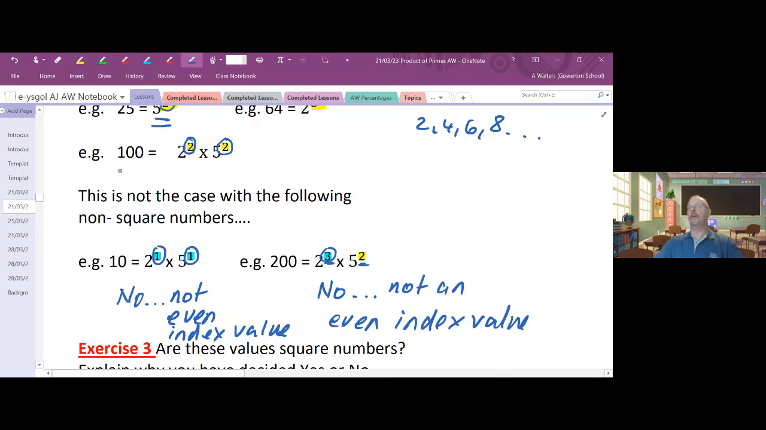100, by the way, up here, 100 is a squared number. You know that 10 times 10 is 100. It's a squared number. That's why it's a yes. 200 is not a squared number. That's why it's a no. Okay.